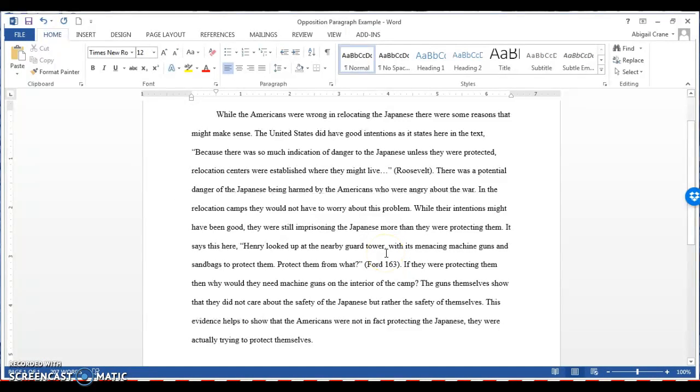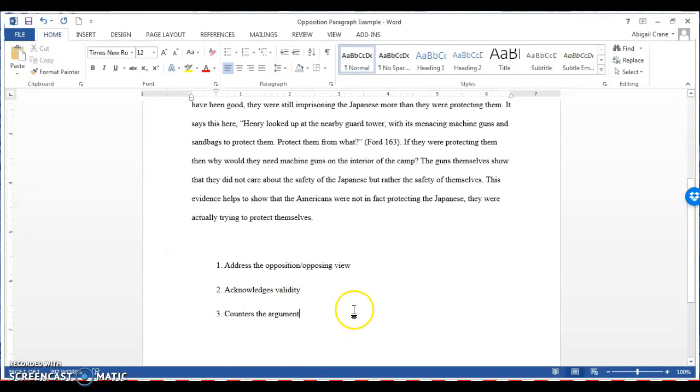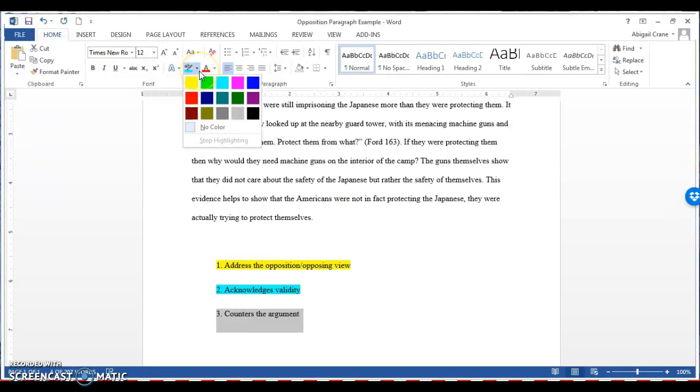Okay, the last thing I want to talk about before we wrap up this video is opposition paragraphs. This is a strong example of a person who did a really nice job with their opposition. I've come up with 3 things that you need to include in an opposition paragraph. First, address the opposition or the opposing view. When we look at this example, we're going to highlight that in yellow. 2, they have to acknowledge the validity of the opposing argument, and we're going to highlight that in turquoise. And then the last component, and probably the most important, is countering the argument. And let's highlight that in green.